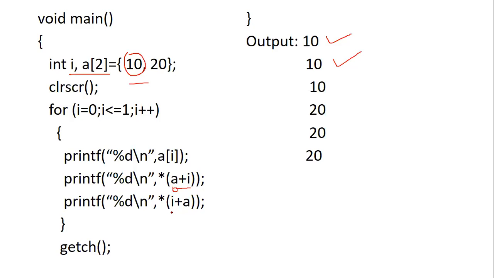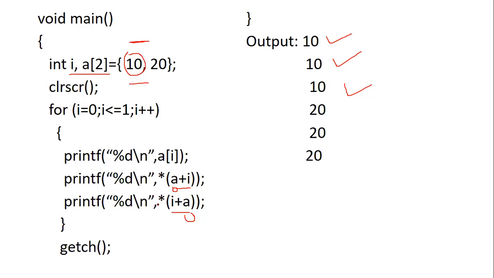Next time we get the same term as a plus I or I plus a. Both are the same. So the value of I is 0 and the value of a, as a is the name of an array, we'll consider it as 0. So 0 plus 0 gives 0. So the content at 0 location is 10, as we already saw. So 10 will get printed again as it is.